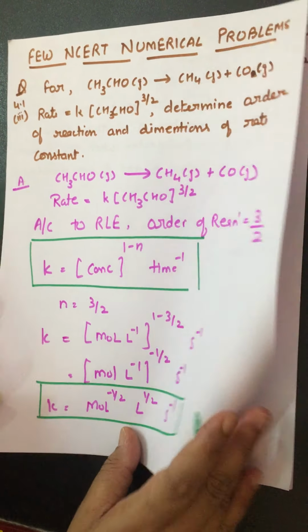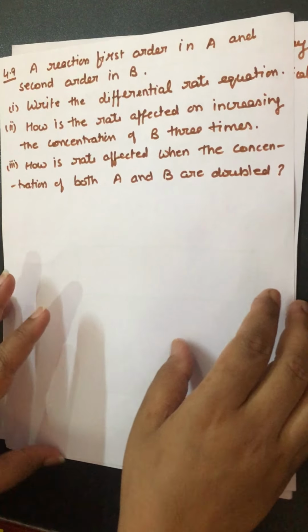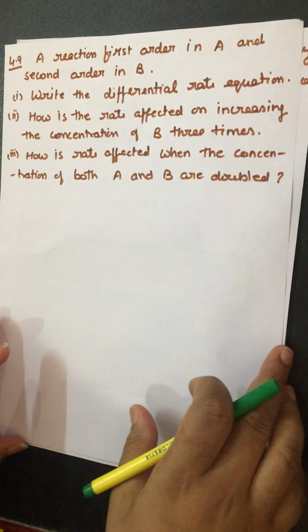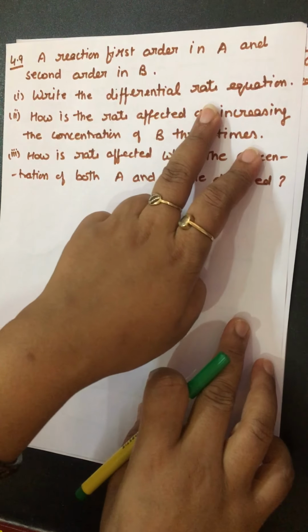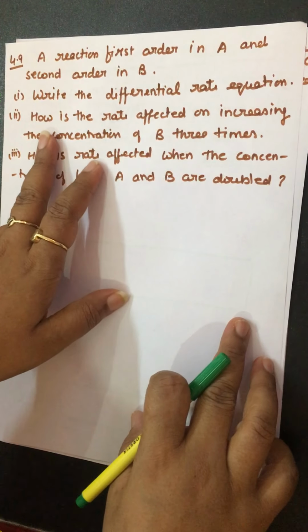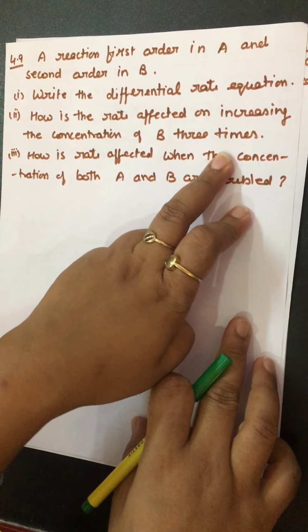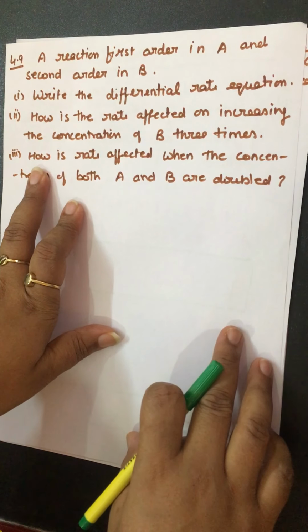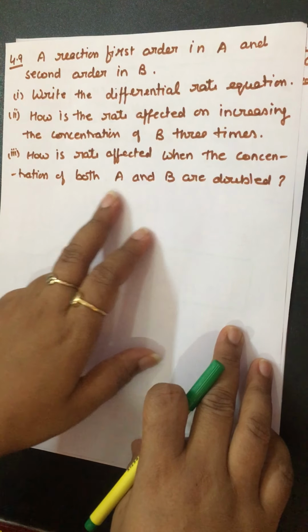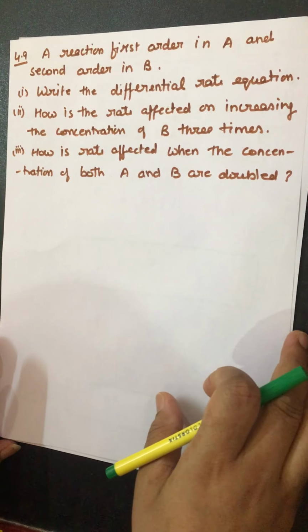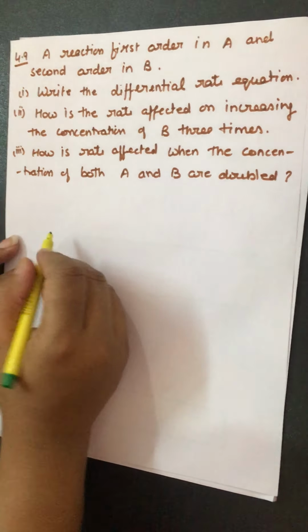Now come to the next problem. It is a reaction first order with respect to A and second order with respect to B. You have to write down the differential rate equation. Second is how is the rate affected on increasing the concentration of B 3 times, and the third part is how is the rate affected when the concentration of both A and B are doubled. Now first of all we will write the differential rate equation.